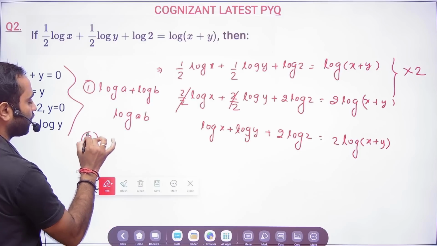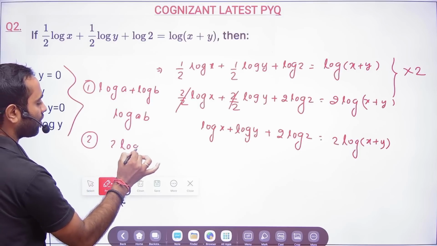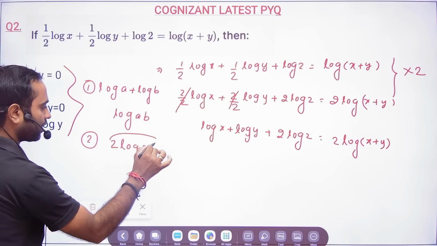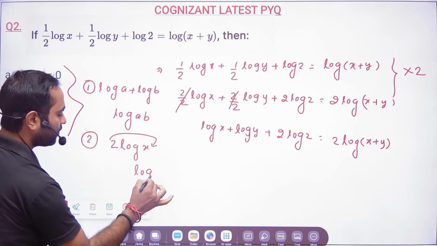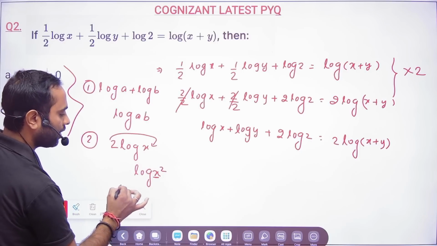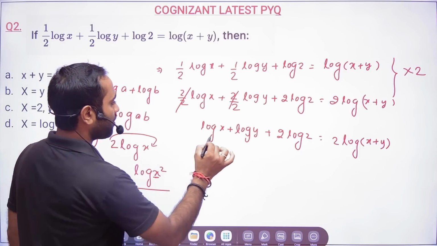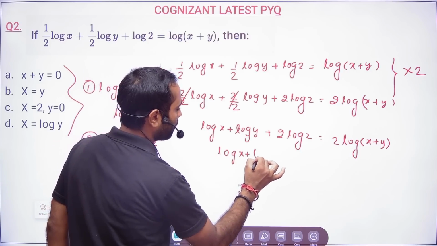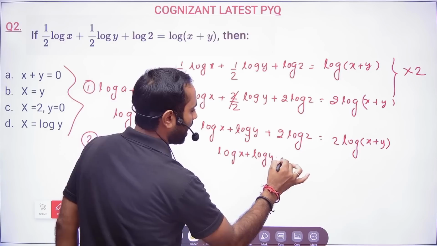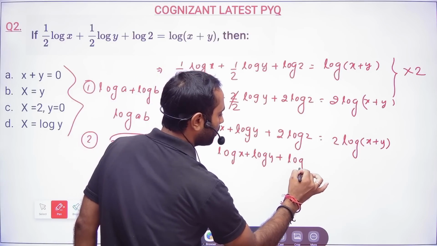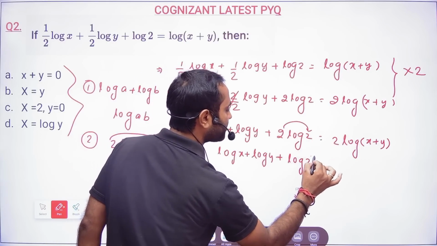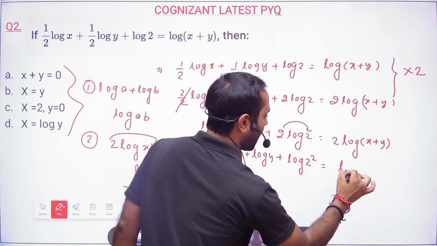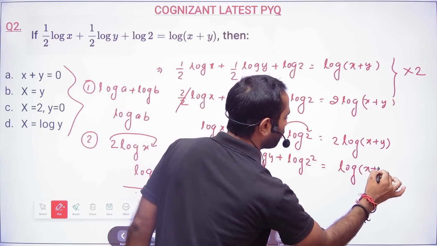And the second thing, friends, is that if we have 2 log x, then the 2 will go as a power of whatever is available, so log x squared. So here, log x plus log y we can write as log xy, and the 2 log 2 becomes log 2 squared. Then 2 squared is nothing but 4, and on the right, log (x plus y) squared.